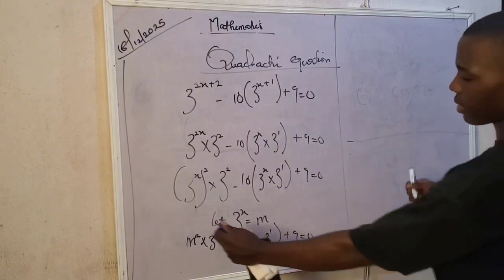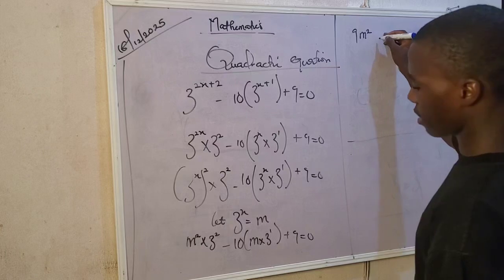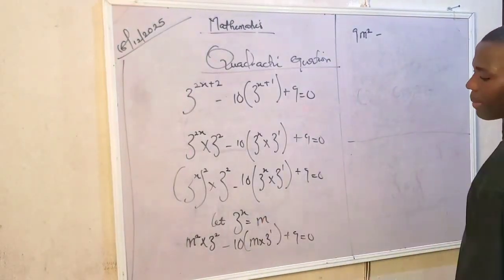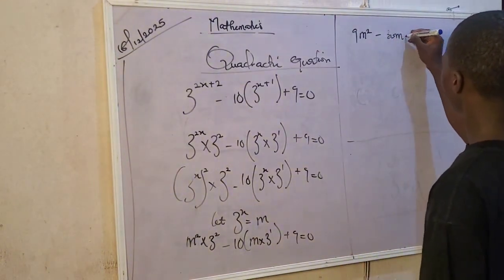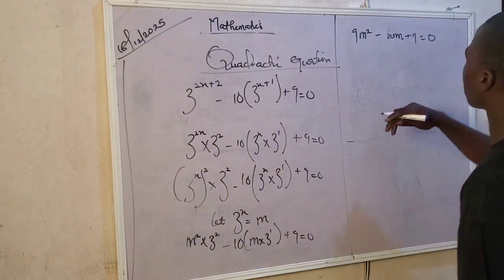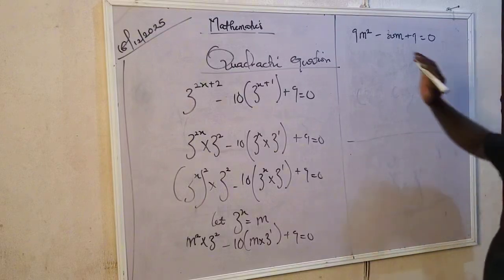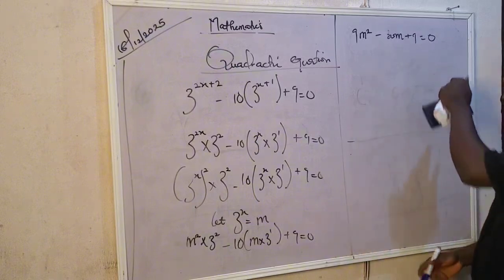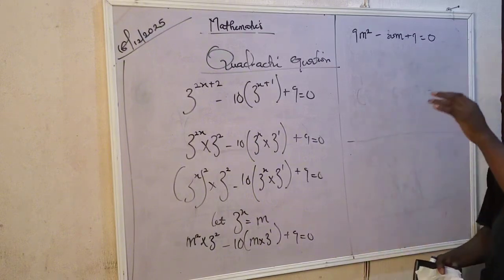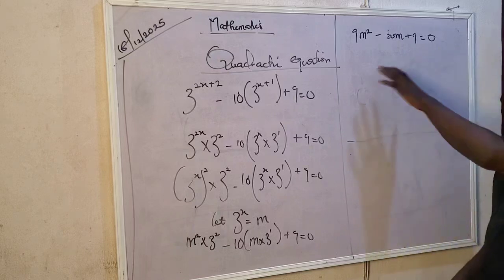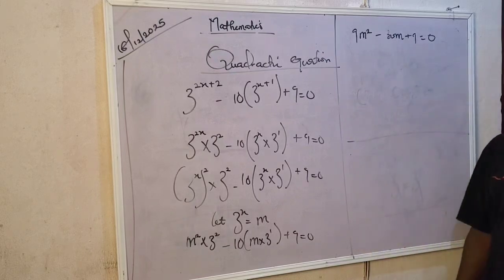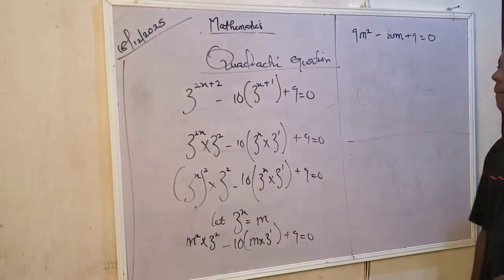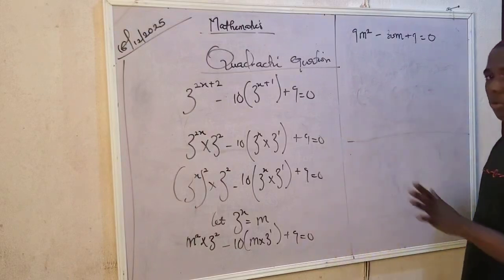So this becomes 9m squared minus, so m times 3 becomes 3m, multiplied by 10 becomes 13m, plus 9 is equal to 0. Now, I would have said let's just solve this like this, but it will be a whole lot of stress, because we have to multiply 9 times 9, which is going to give us 81, and then find the factors of 81. That's a lot of work to do.